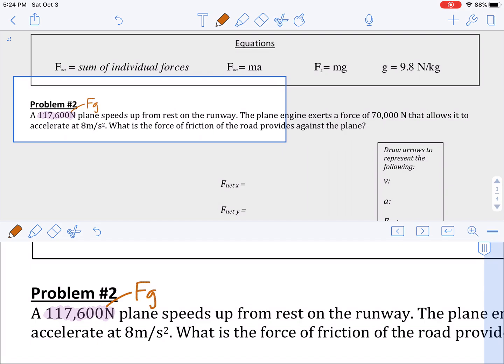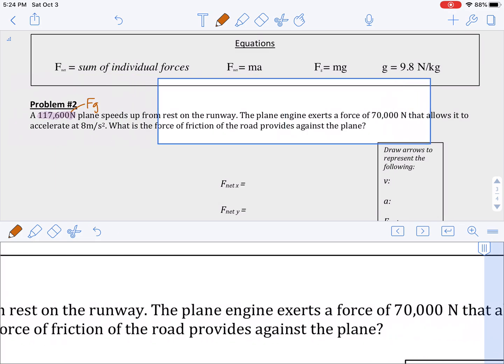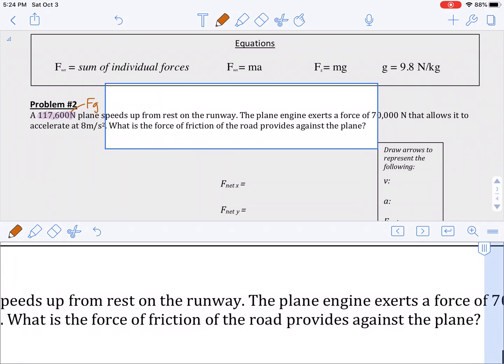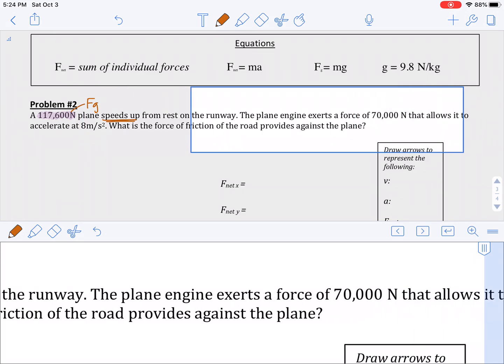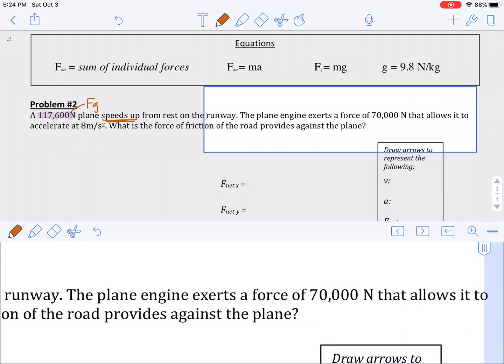It's force of gravity. So because it has a Newton unit, that whispers to me, I'm a force. It's not a mass value. It speeds up from rest on the runway, so we know our velocity and acceleration will be in the same direction because it's speeding up. The plane exerts a force of 70,000 newtons.